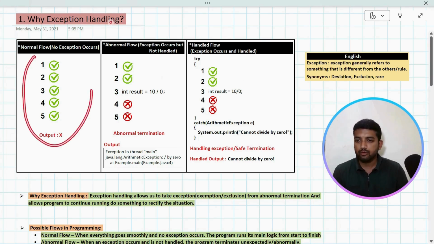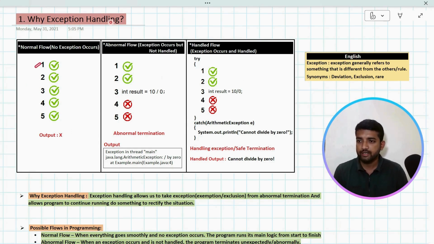This is a normal flow of execution. When you write a program, say I have 5 lines of instructions. When you run this program, the programming language executes it one line after another. After successful execution, you will get some output. Here, there is no issue in the code. In the second approach, it is abnormal execution.